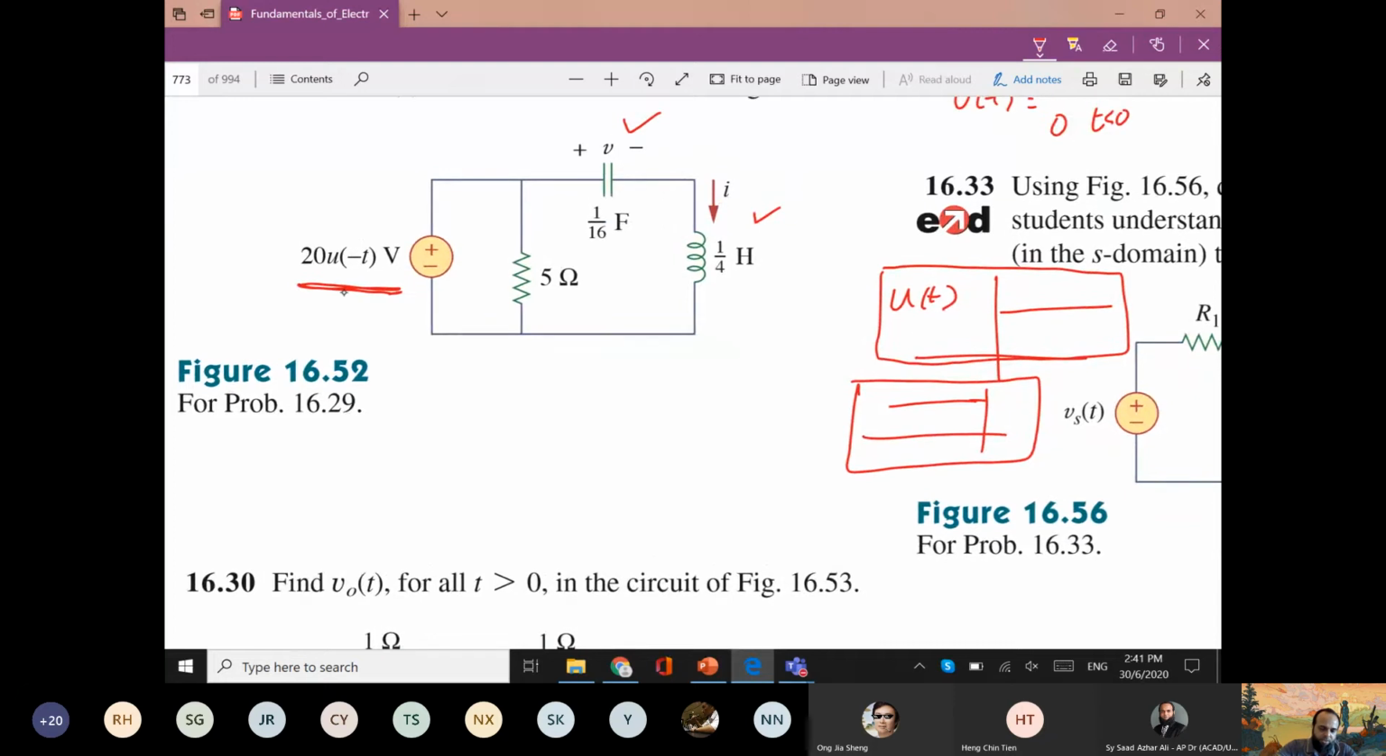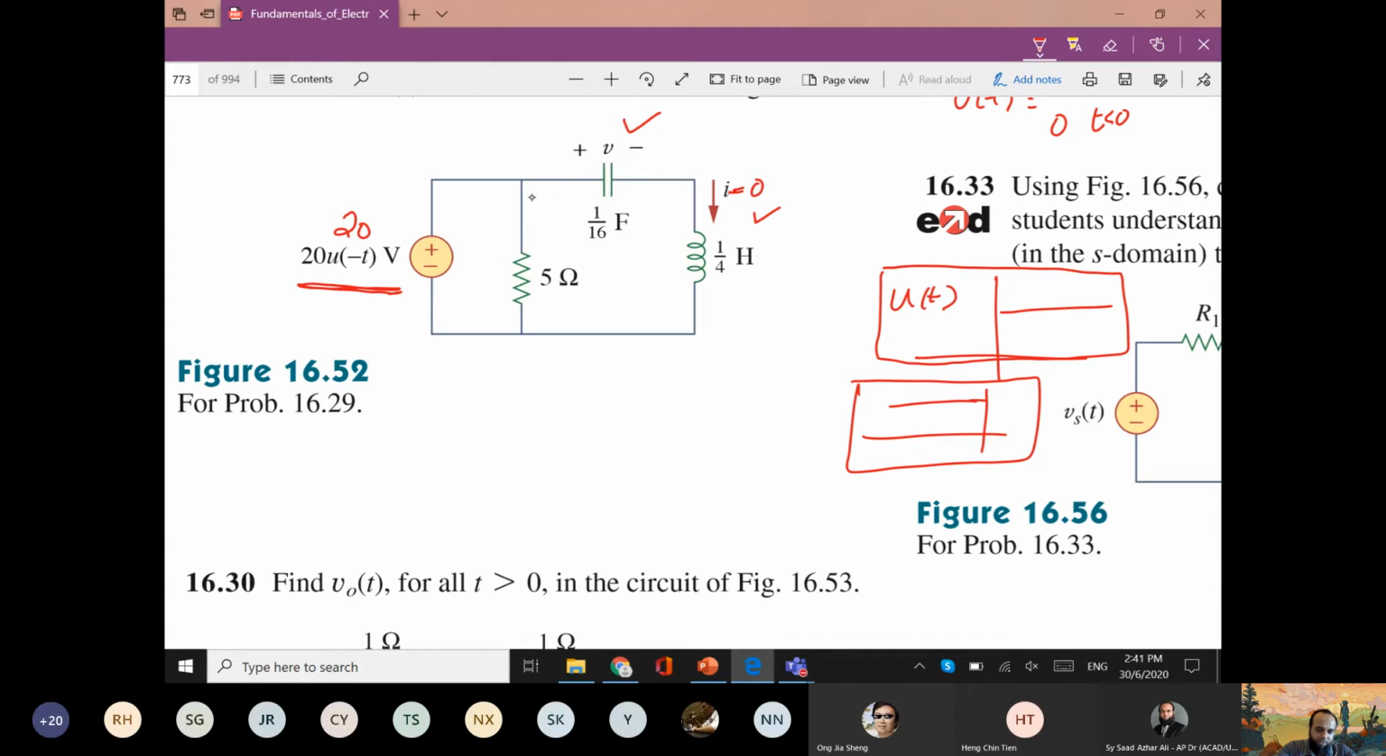When this source is there, basically it's just 20 times 1. So it's just a 20 volt source. It is connected. The capacitor is fully charged. The inductor is fully charged. This is a short circuit. This is an open circuit. This open circuit makes this current equal to 0 once again. And we need to find this voltage.